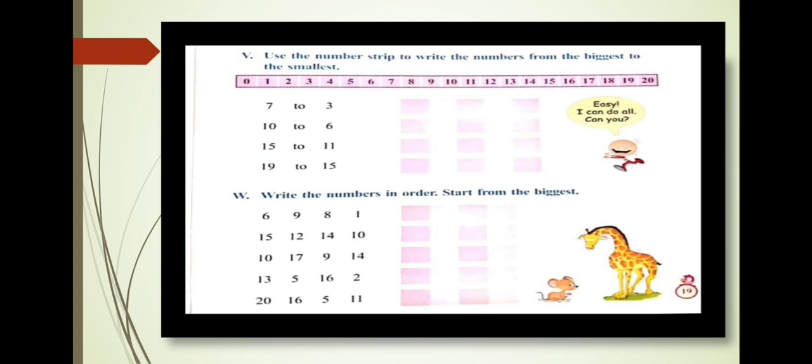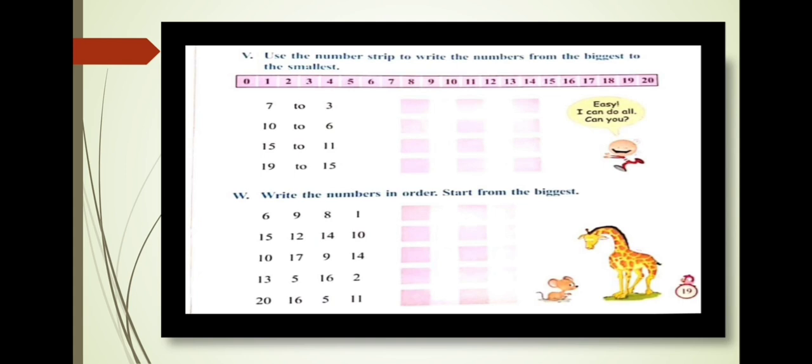Here you can see a number strip from 0 to 20. So, you have to arrange the numbers from the biggest to the smallest using this number strip. Let us see the first example. You have to arrange the numbers between 7 to 3 from the biggest to the smallest. So, the numbers between 7 to 3 are 4, 5 and 6.